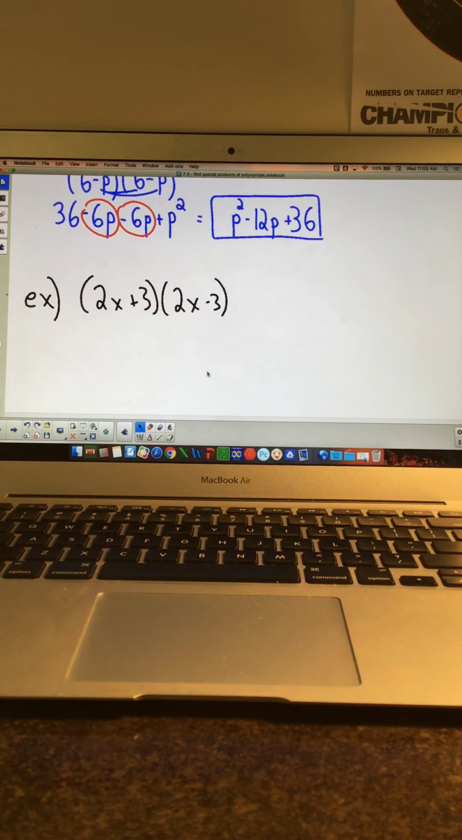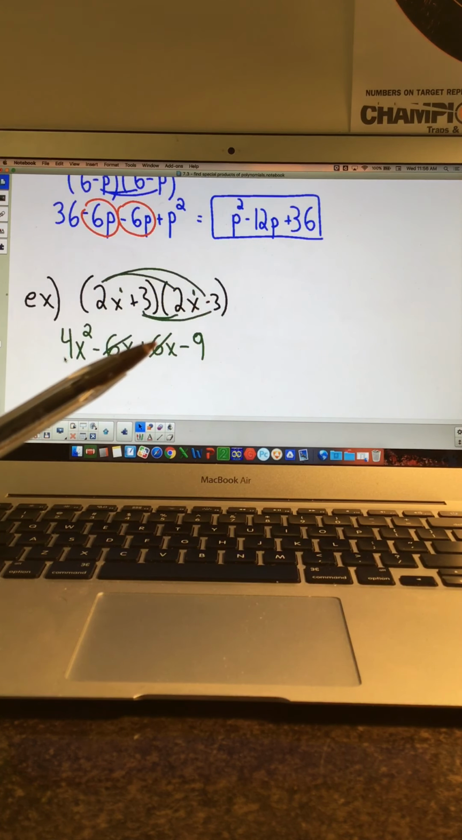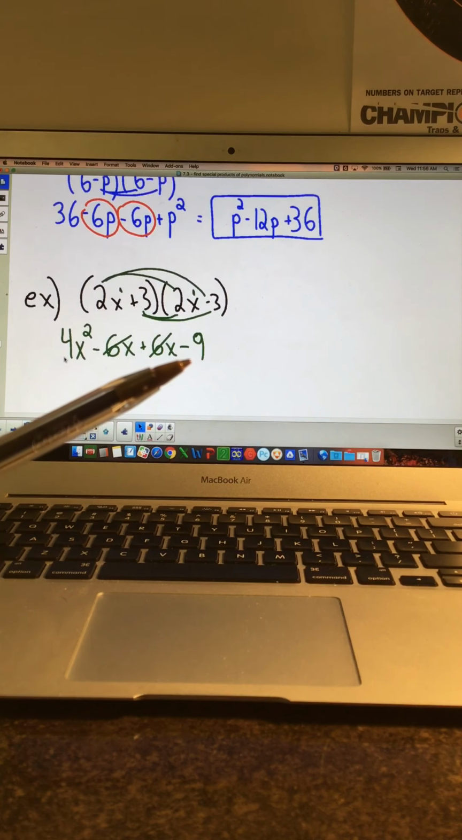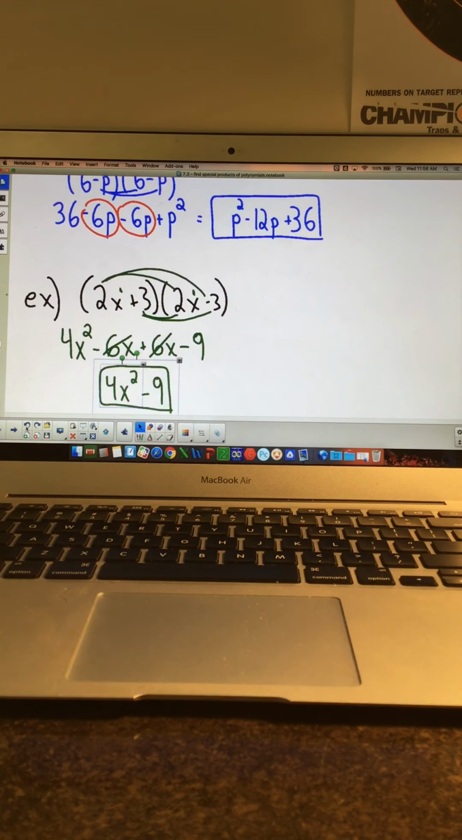And then last but not least, nothing changes in what we're doing. We're going to distribute. Those x's have imaginary ones, don't forget that. So when we multiply, 2x times 2x is 4x squared. 2x times negative 3 is negative 6x. 3 times 2x is positive 6x. And then 3 times negative 3 is negative 9. Now you'll notice these are like terms in here. However, they cancel. Negative 6, positive 6. And then it just leaves us with our final answer of 4x squared minus 9.